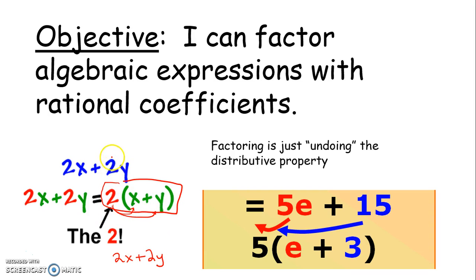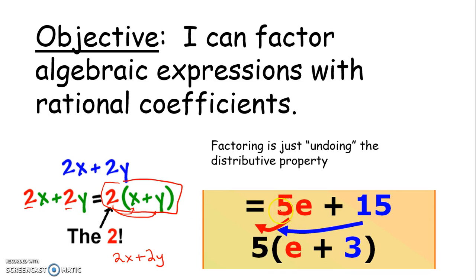So here, if you look and you say, what's in common to both terms? What factor do they have in common? Oh, they have a factor of 2 in common. I can factor out that 2. It's like dividing away that 2. If I divide the 2 from the x, I'm left with x. If I divide the 2 from the y, I'm left with y. So you're factoring out that 2.